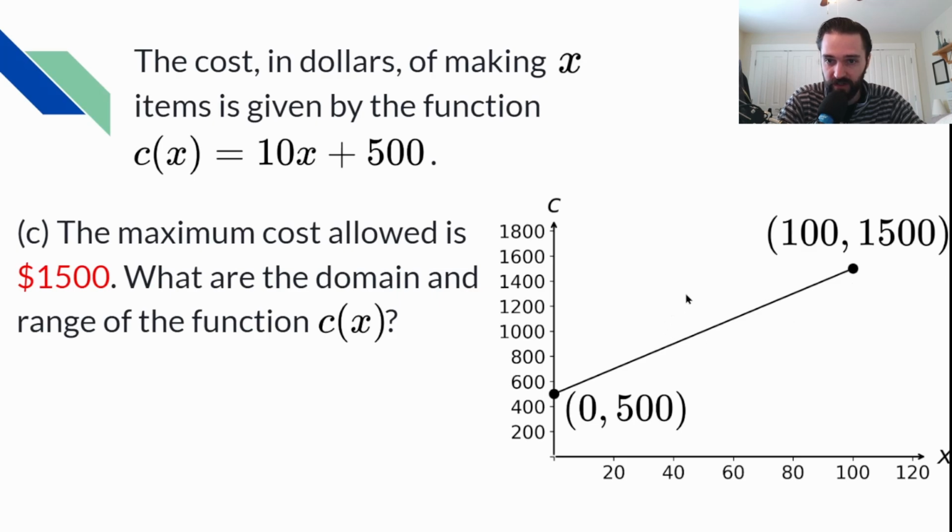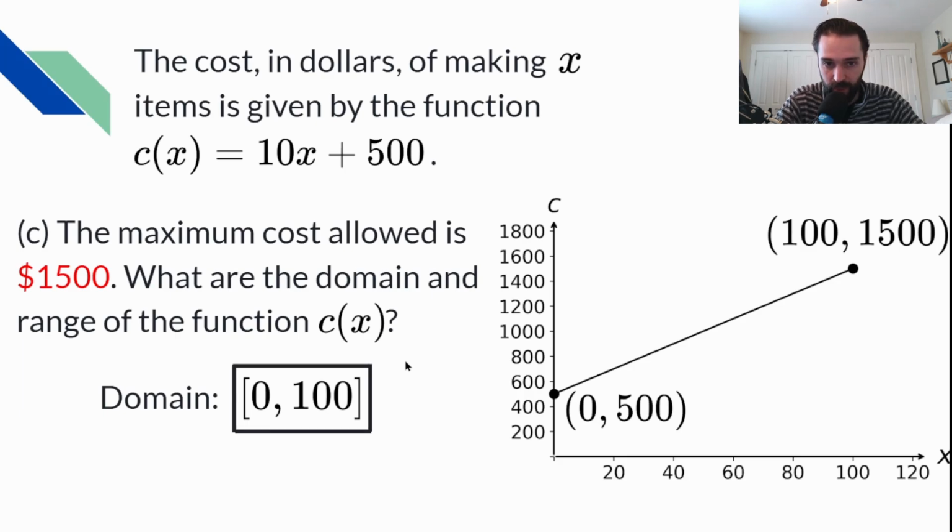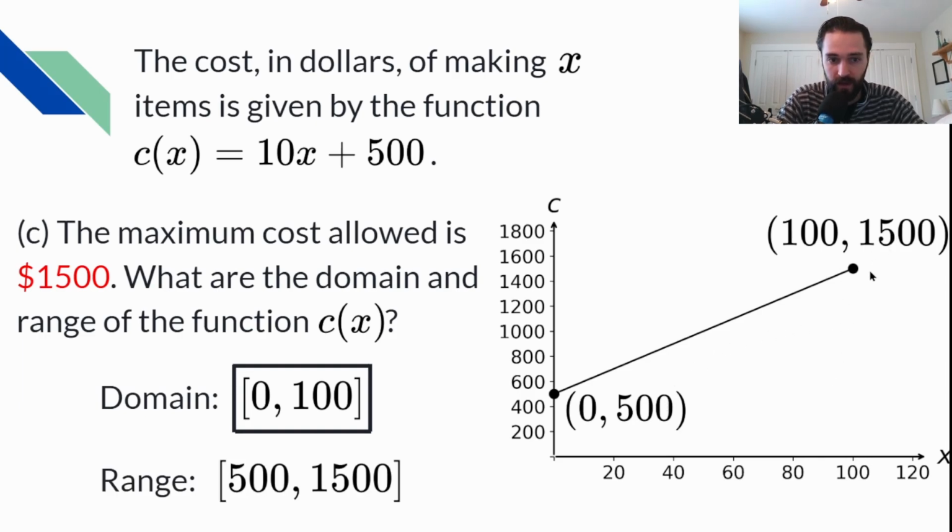So now that we have these points, we can just eyeball this function. We can just look at this graph and write down what the domain and range are right away. The domain, that's all the x values in between this point and this point. So it's everything from 0 to 100, and 0 and 100 are both included, so we use brackets. That's the domain. And the range, that's all the y values in between these 2 points. So it's everything from 500 to 1500, and they're both included as well, so we use brackets.